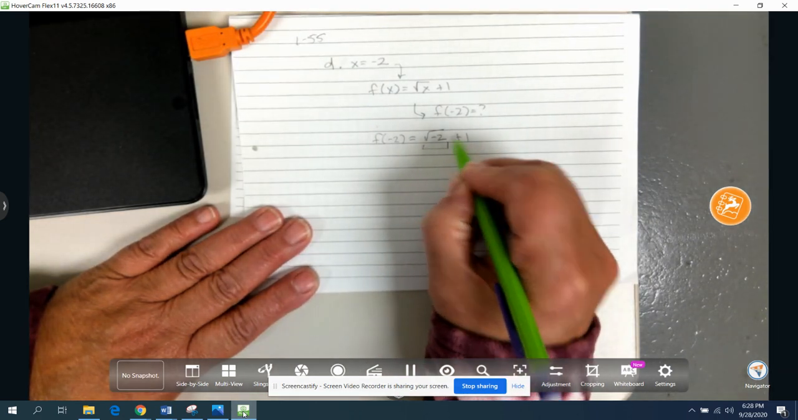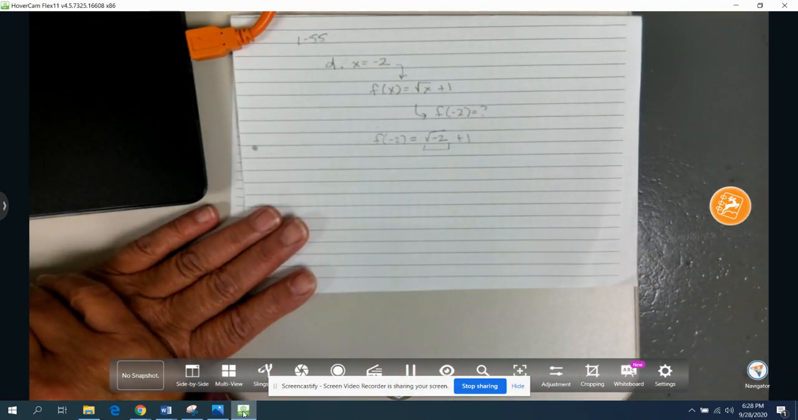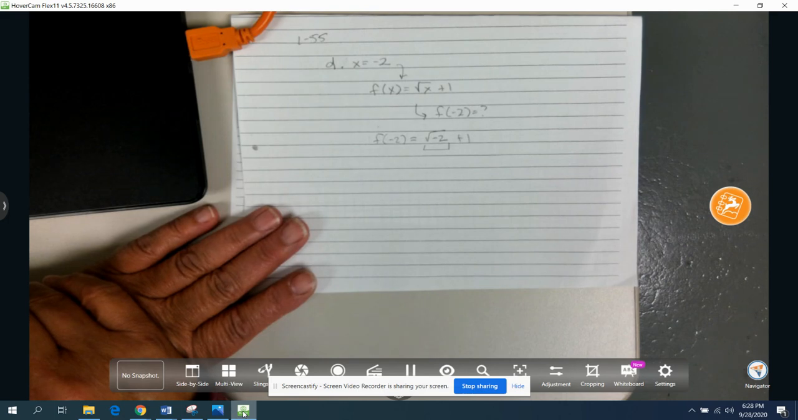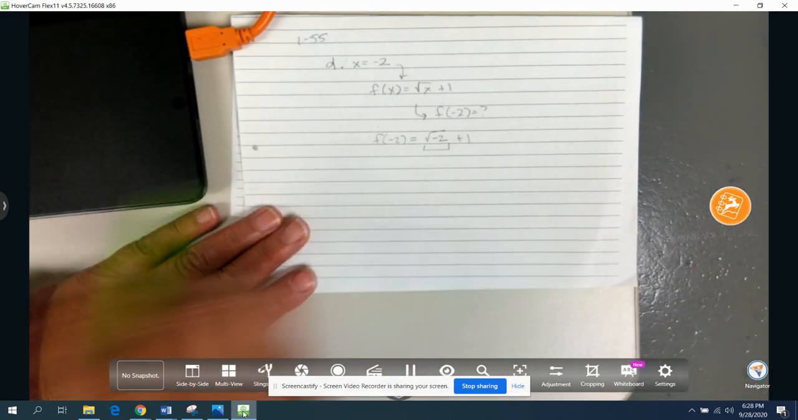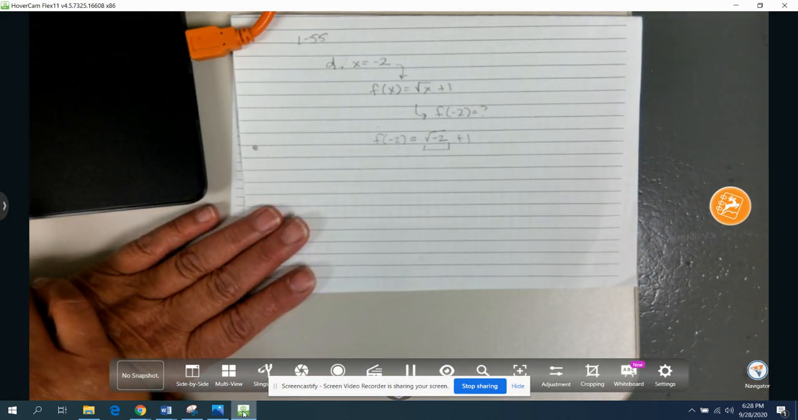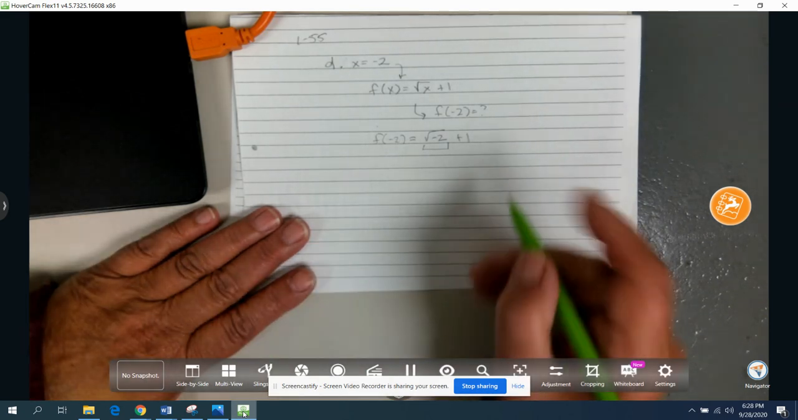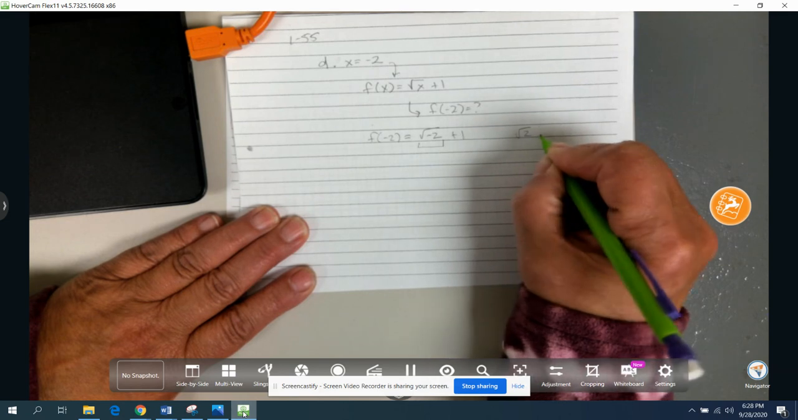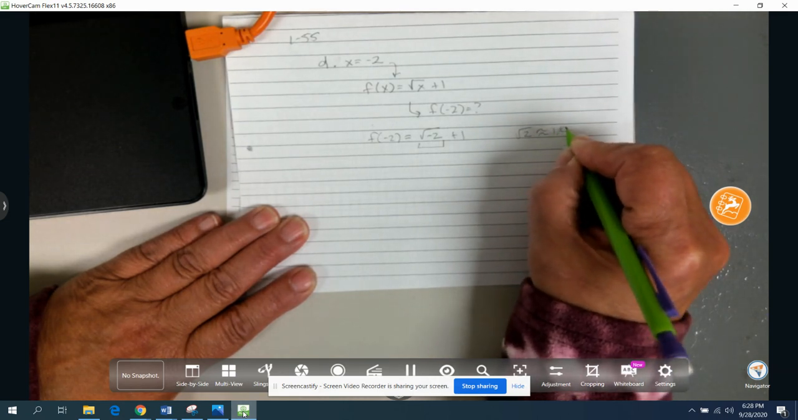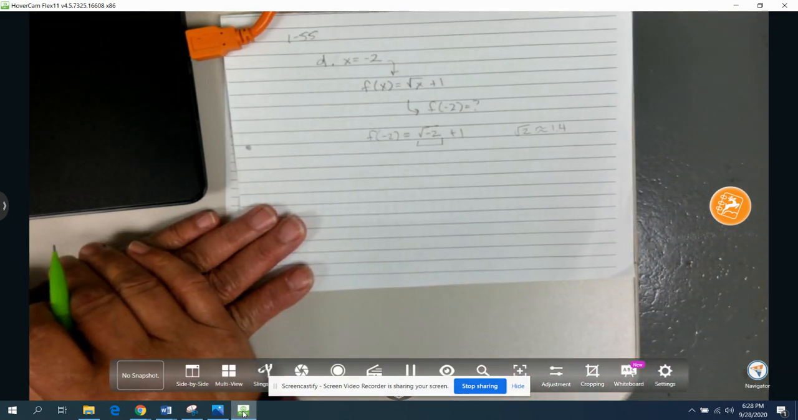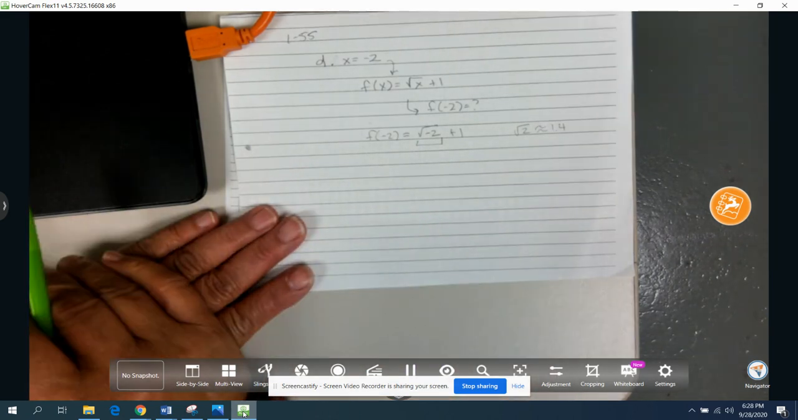This is impossible, right? Because square root means to find what number when multiplied by itself is equal to that number underneath the radical sign. Well, there is no number that you can multiply by itself that it would give you -2. You could find the square root of 2, which I think is approximately 1.4. It's an irrational number, and you could find that by using your calculator.